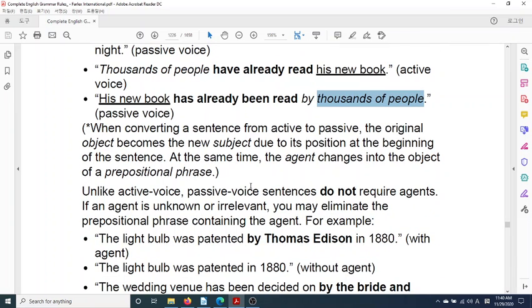Unlike active voice, passive voice sentences do not require agents. If an agent is unknown or is irrelevant, you may eliminate the prepositional phrase containing the agent. So what they're talking about here is whether it can be a complete sentence without an agent. So remember, the agent is the person doing the thing.